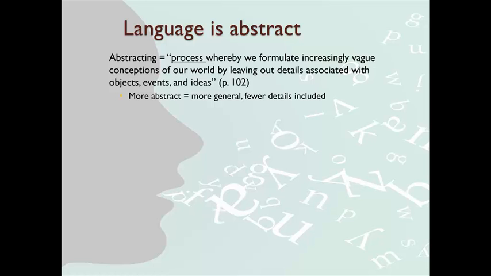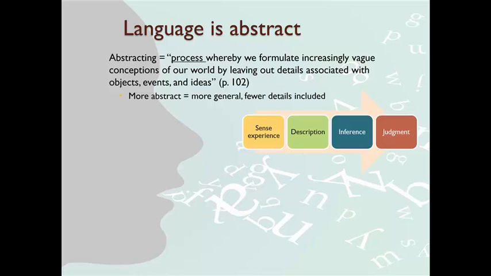It's important to note what it means that language is abstract. And so when we talk about the abstracting process, this is one to spend some time with. It's a process whereby we formulate increasingly vague conceptions of our world by leaving out more and more details. So the more abstract something is, the more general it is, and the fewer details it includes. So see an example, right?